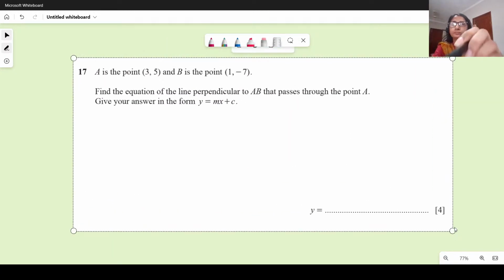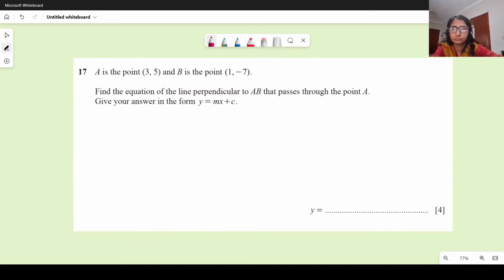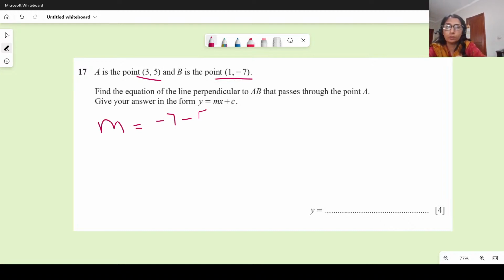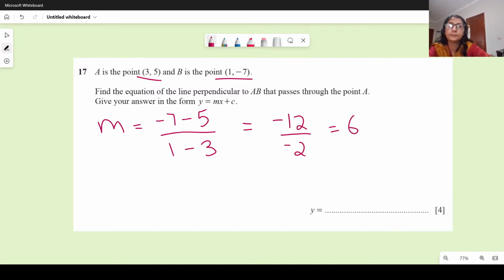Question 17. A and B have these points. Find the equation of the line perpendicular to AB that passes through M. So start with finding the slope of these two lines. M equals y2 minus y1 over x2 minus x1, minus 12 over minus 2, which gives me a 6.